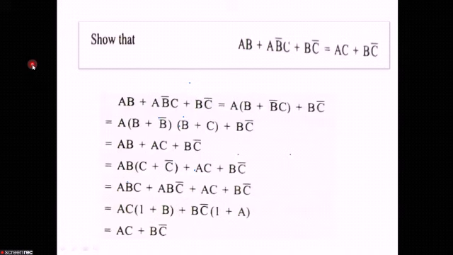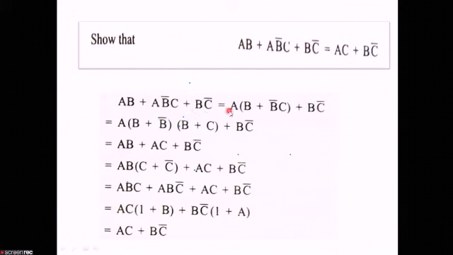Again, there is another example, that is, we have to prove that AB + AB̄C + BC̄ = AC + BC̄. This is one proof. Here we are taking the LHS first, that is AB + AB̄C + BC̄.